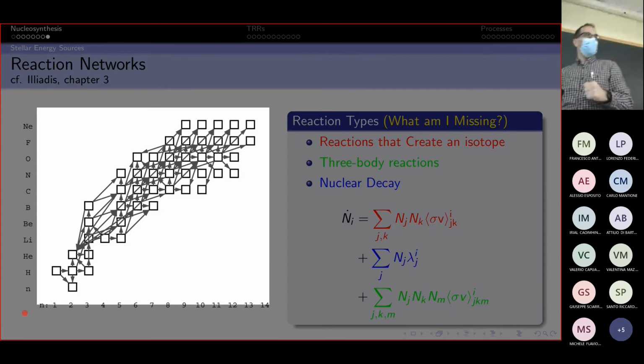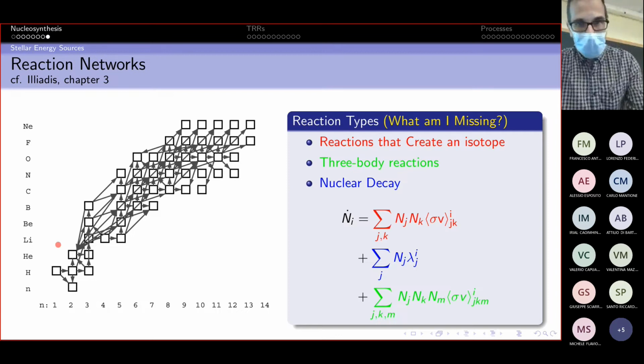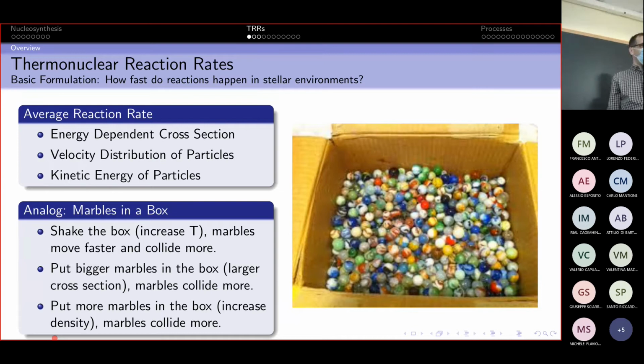Let's talk a little more about nuclear reactions and how we change the reaction rates. How fast do reactions happen in a plasma? This is how my brain thinks about it. The average reaction rate depends on the cross section, which also depends on the energy, because we're dealing in the quantum world. It depends on the velocity distribution of particles and the kinetic energy of particles.